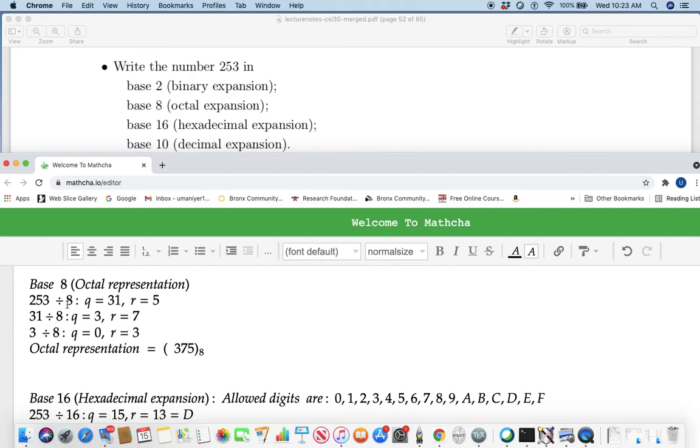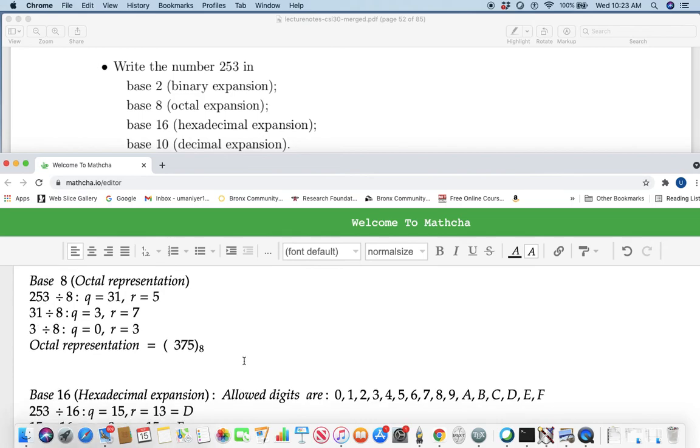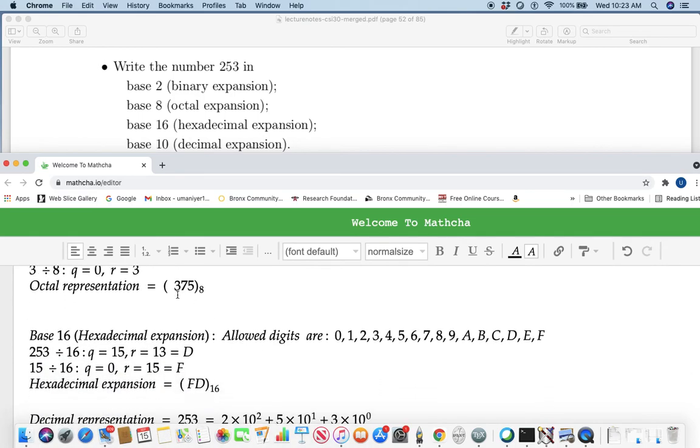Let's look at base 8 representation. Take your 253, divide by 8. Quotient is 31, remainder 5. Take 31, divide by 8. Quotient is 3, remainder 7. Take your 3, divide by 8. 8 is bigger. Quotient is 0, remainder 3. Quotient is 0. Our octal representation ends. So 253 is 375 in base 8. Notice the digits are less than 8 always, okay?